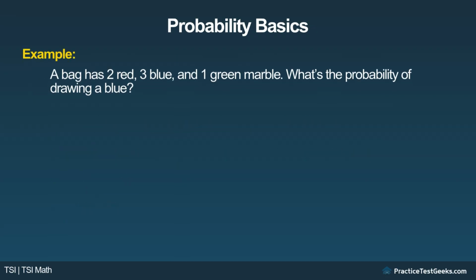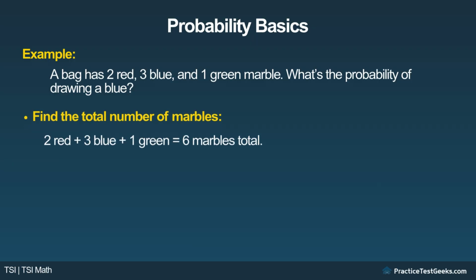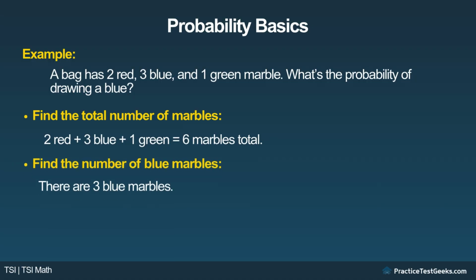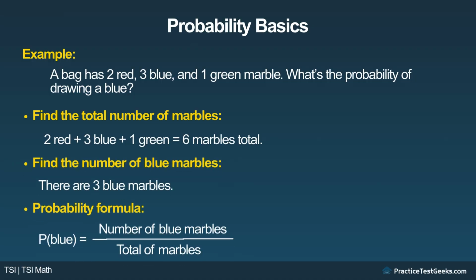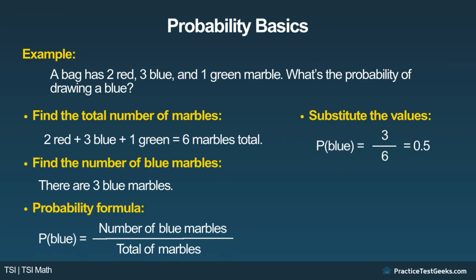Example: a bag has 2 red, 3 blue, and 1 green marble. What's the probability of drawing a blue? Find the total number of marbles. Find the number of blue marbles. Probability formula: substitute the values. Convert to percent. The probability of drawing a blue marble is 0.5 or 50%.